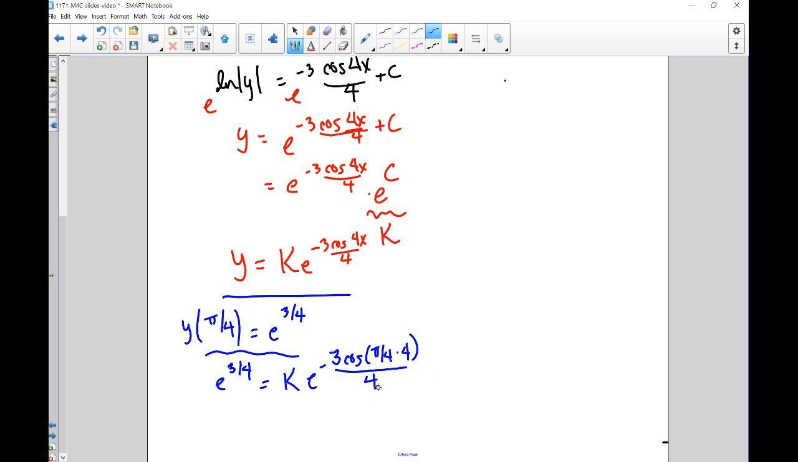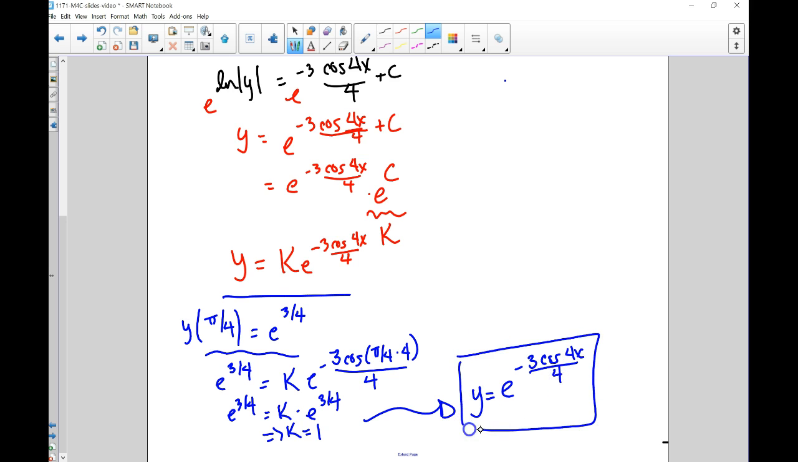Okay, and I think what I get, so pi by 4 times 4 is pi. Cosine of pi is -1, so that's positive 3/4. So this is e to the 3/4 is equal to K times e to the 3/4. So that just implies that K is 1. Okay, which leads ultimately to the solution y is equal to just e to the minus 3 cosine of 4x all over 4 as my particular solution.